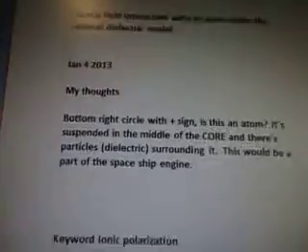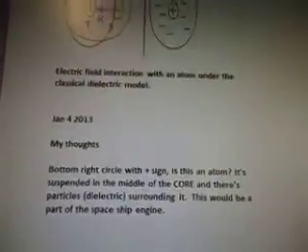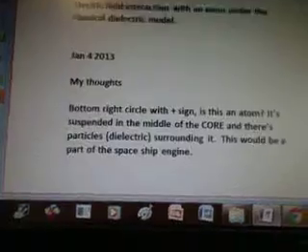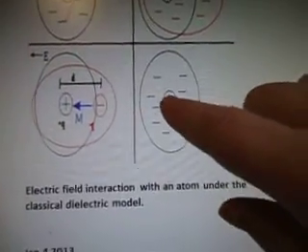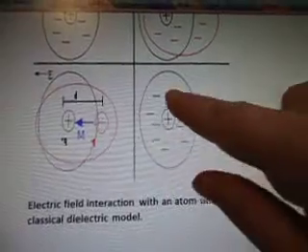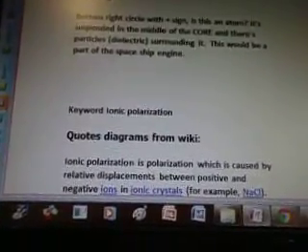Okay. So January 4, 2013, my thoughts. The bottom right circle with the plus sign. See this? This one here? Is this an atom? It's suspended in the middle of the core, and there's particles, dielectric, surrounding it. See? This would be the core, and then this is an outer shell around the core. And this is where the particles and the liquids float within there. Okay, this would be a part of the spaceship engine.